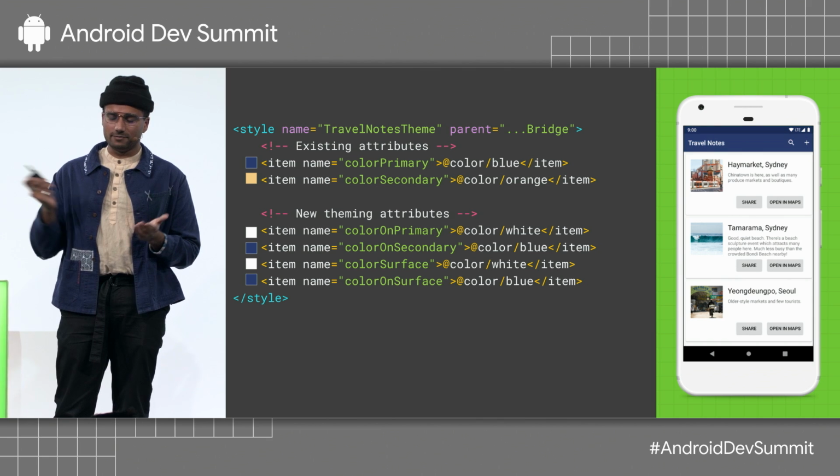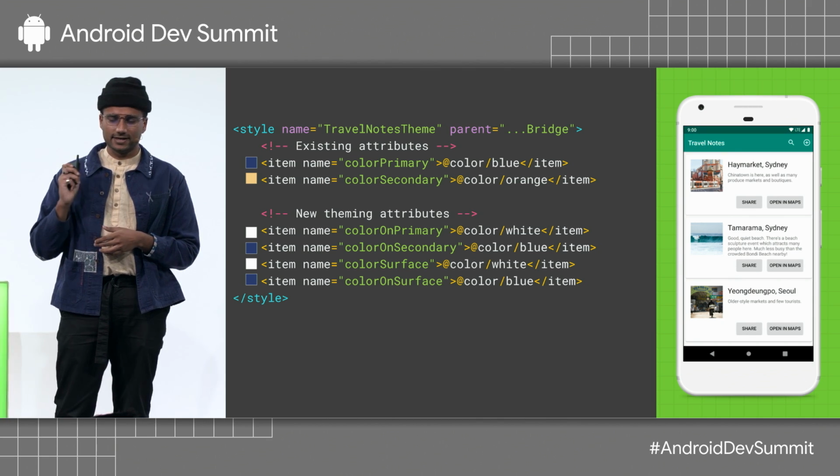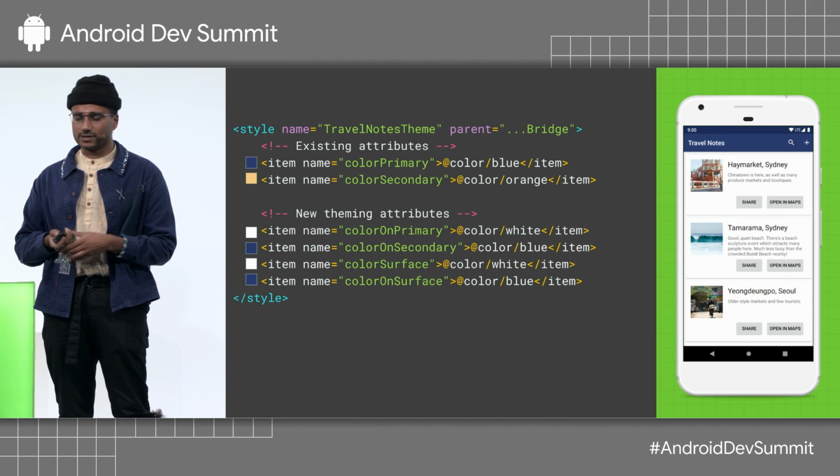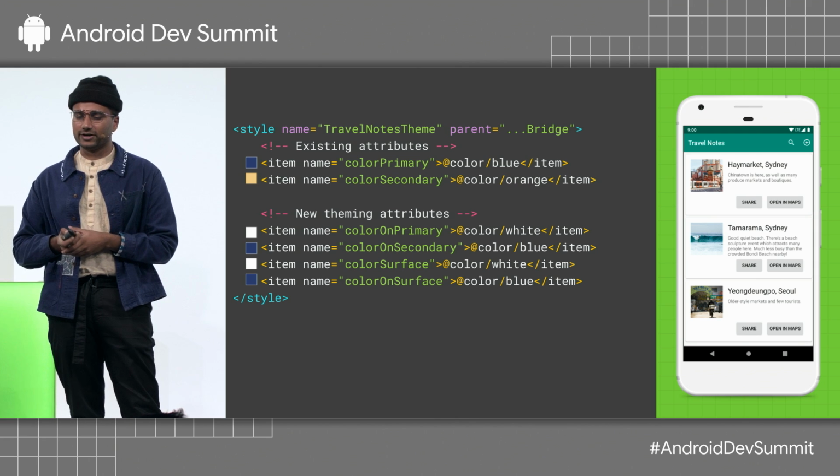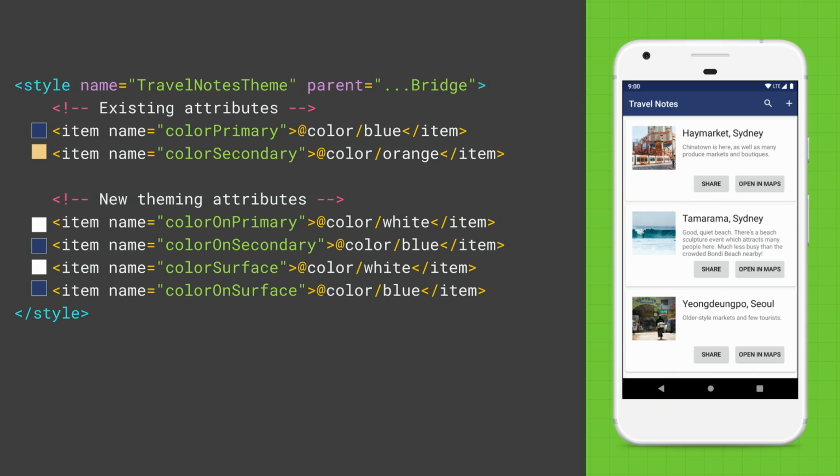So let's say first thing you do is you set these theme color attributes. So some of the existing ones that you already know are color primary and color secondary. Those still exist. And then some of the new theme color attributes, such as color on primary, on secondary, color surface, and color on surface are also set. You'll see this color secondary doesn't really show up anywhere in your app yet, but it will.